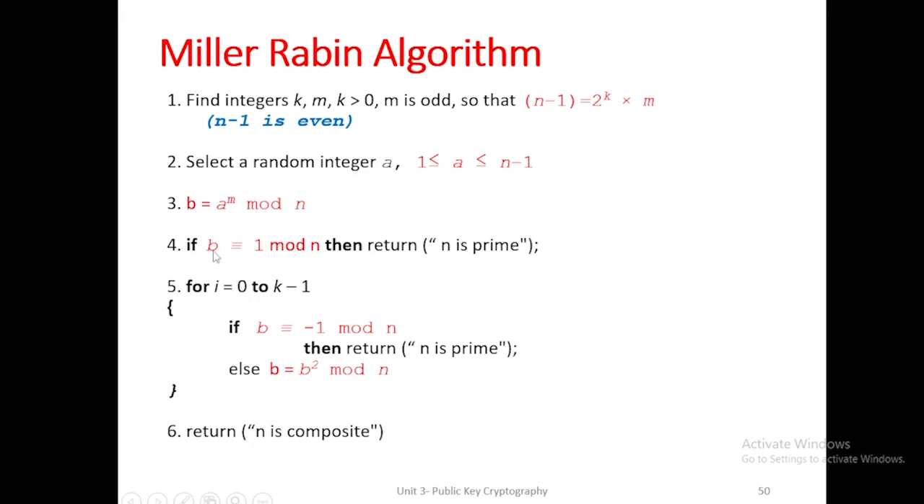Then check the b value. If the b value is 1, return that n is prime. Otherwise, you repeat the process k times, so k times means i value starting from 0 to k minus 1. Then you check whether b is minus 1. If it is minus 1, then it is prime. Otherwise, you should do the square operation, b squared mod n.